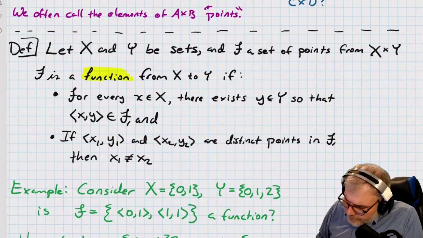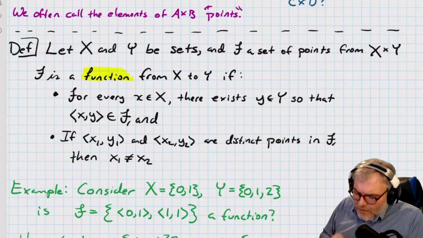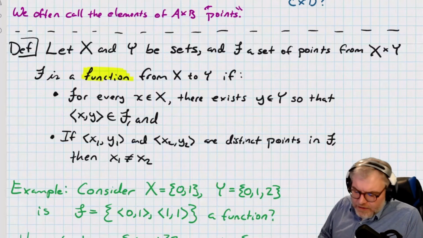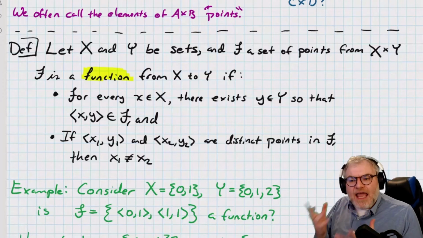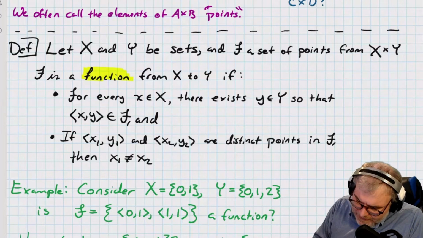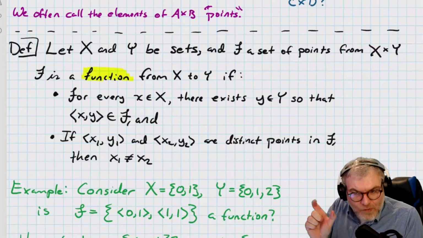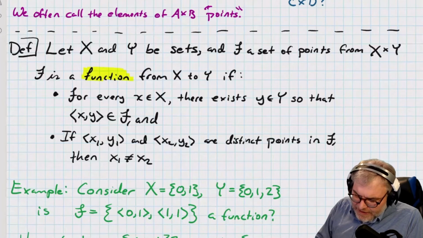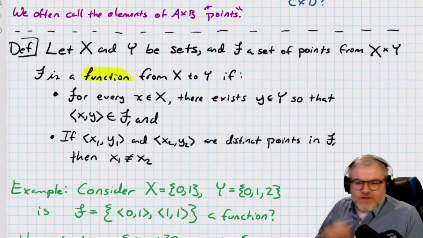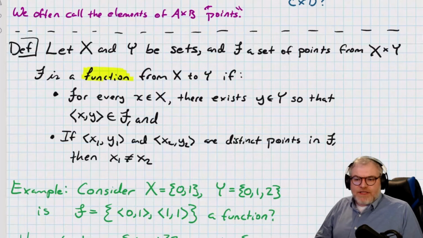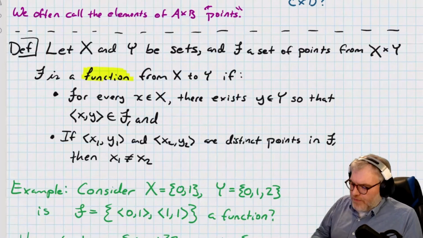So, f is a function from X to Y if for every x in X, there exists a y in Y so that the point (x, y) is in f, and if (x1, y1) and (x2, y2) are distinct points in f, then x1 cannot equal x2. So for any 2 points in f, if they're different, the x values don't equal each other. I think I speak for everyone here when I say, huh? There's an easier way to say this.